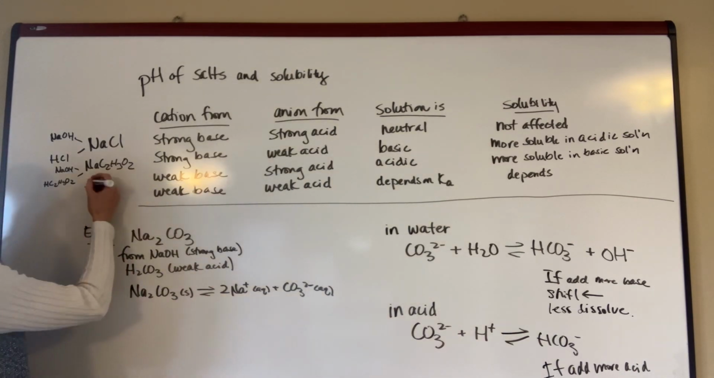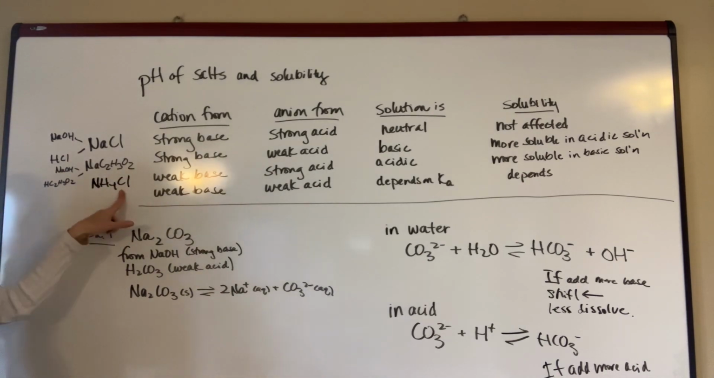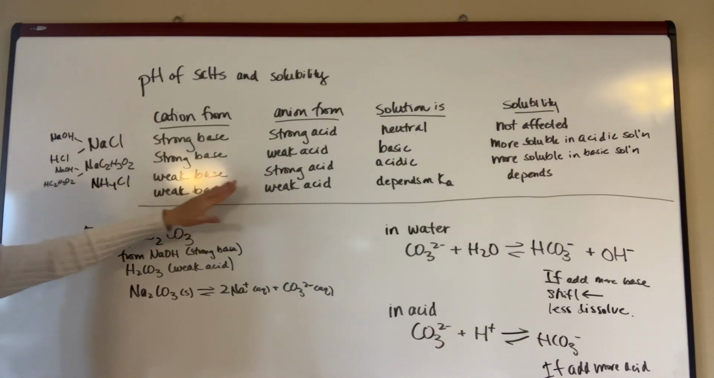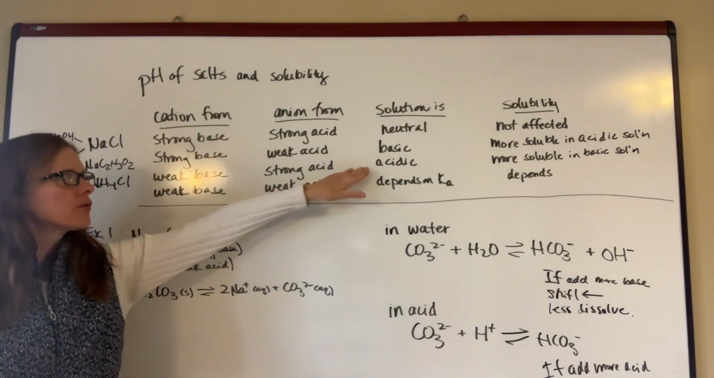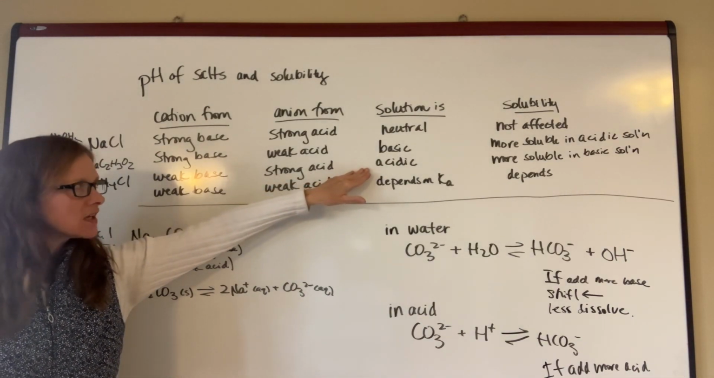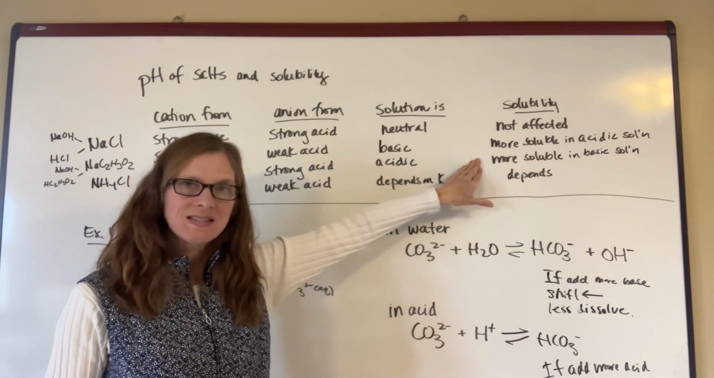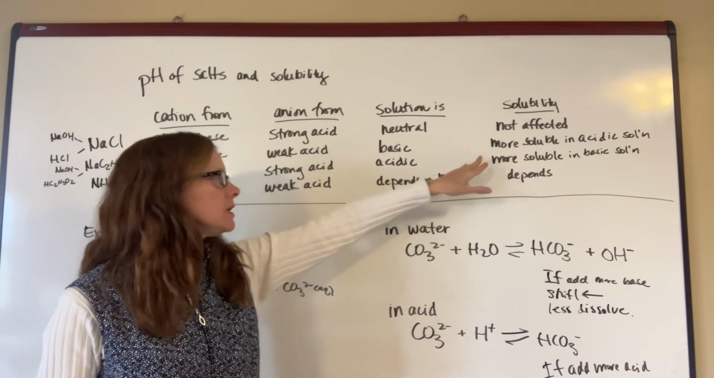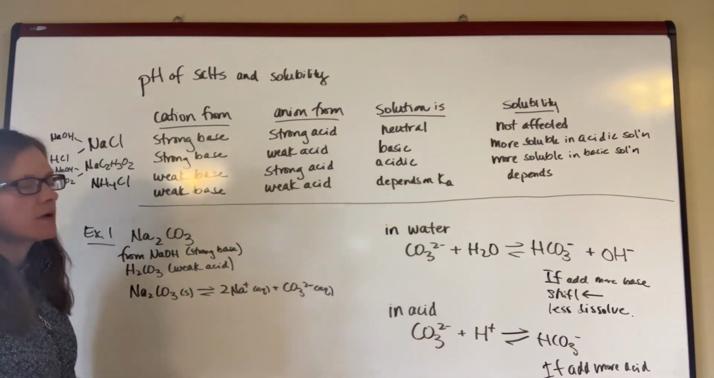So let's say that I've got NH4Cl, where my strong acid is hydrochloric acid, and then I've got ammonium hydroxide. In that case, the strong acid piece is going to take over, and the solution is going to be more acidic. And this is going to be more soluble in a basic solution than it would be in an acidic solution. Okay, so it's just the reverse of the one above.